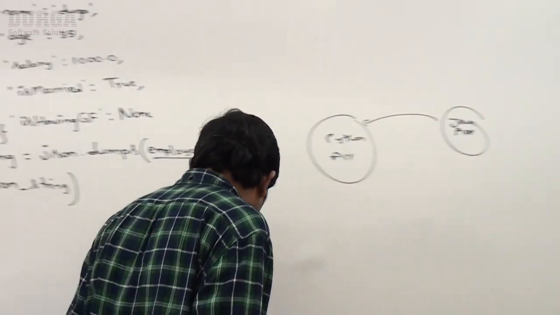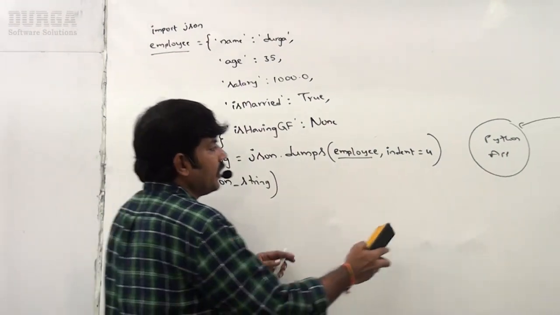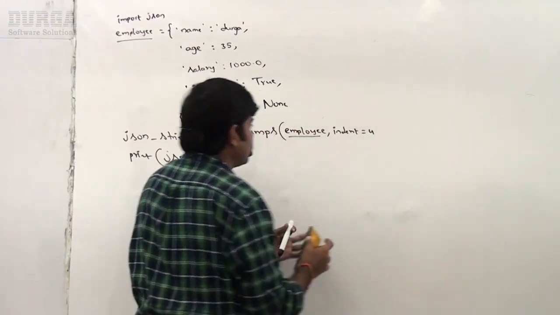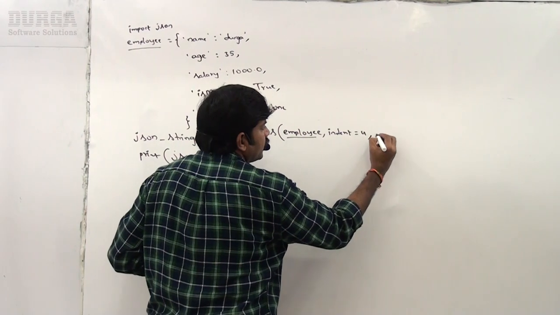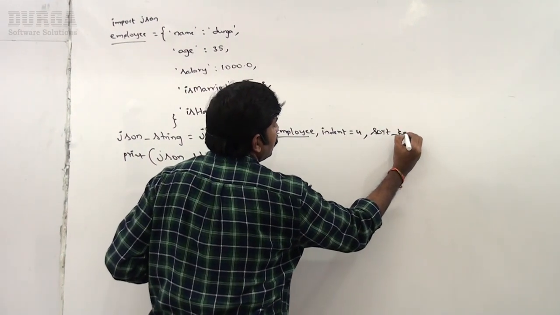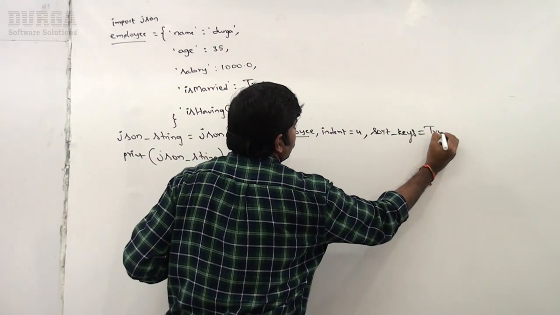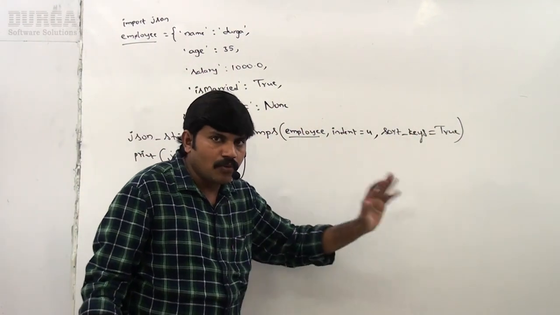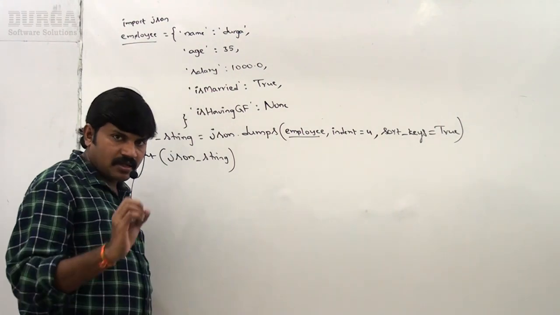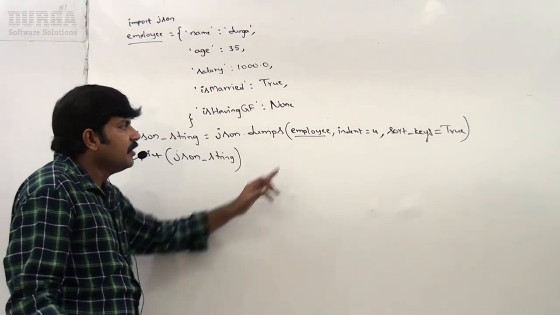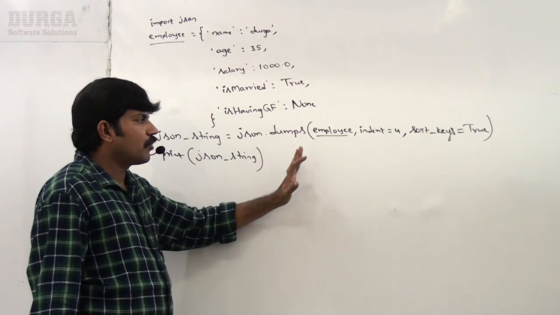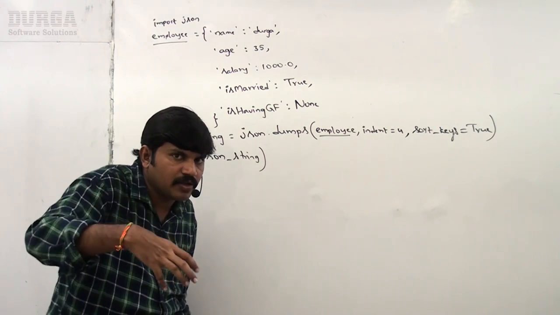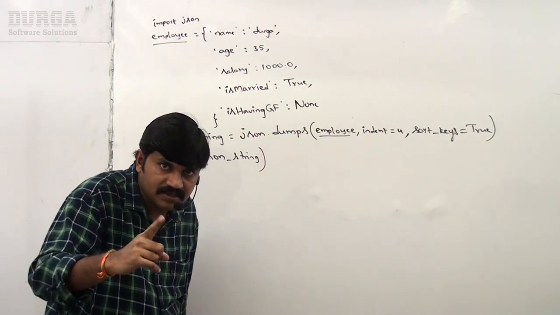What option we require to use, observe carefully. For the dumps function, here I'm taking sort_keys equal to true. Now take very special care about this terminology: sort_keys equal to true. Now the generated JSON, all the key values will be sorted based on the keys. Clear for all of you, right?